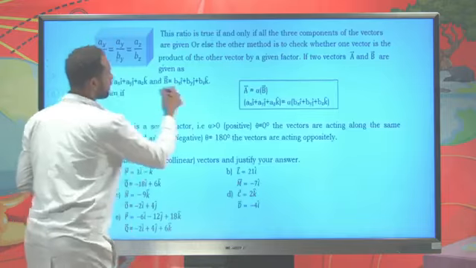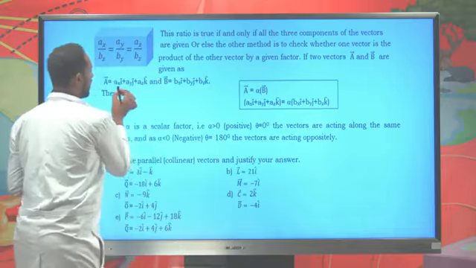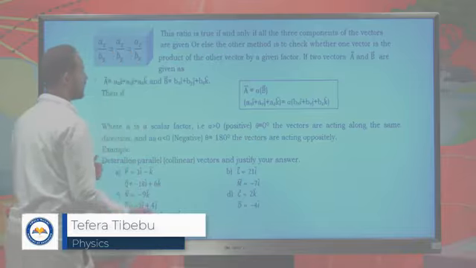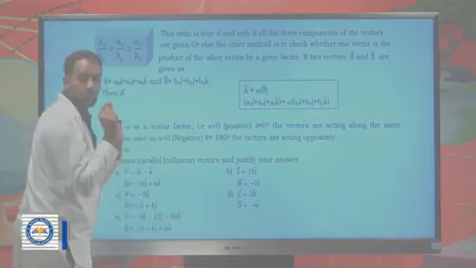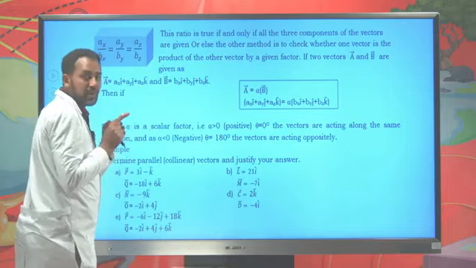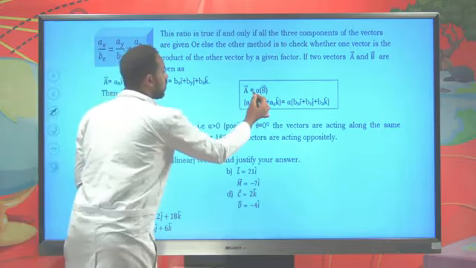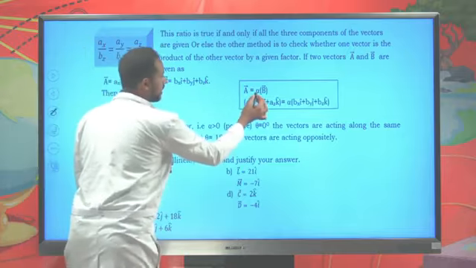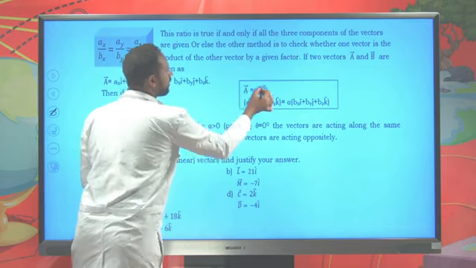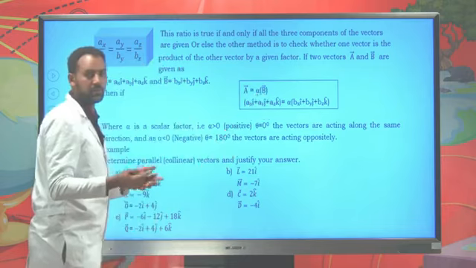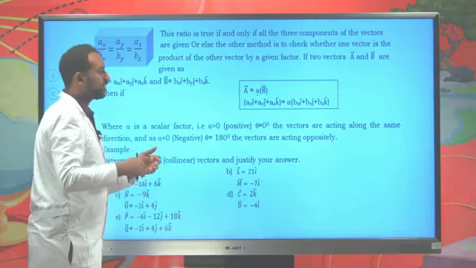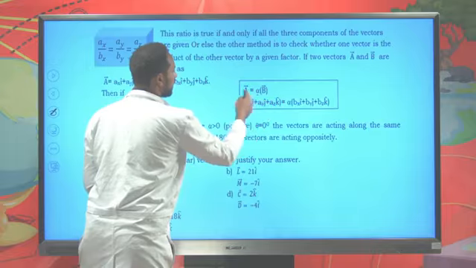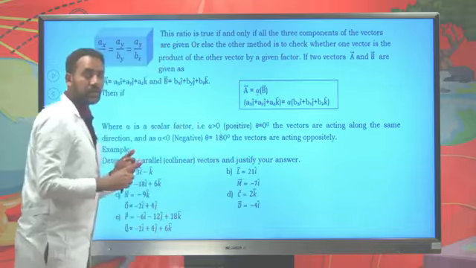Let's take two vectors, a = ax i + ay j + az k, and b is also given like this. If these two vectors are collinear, or parallel to each other, then one vector is a scalar multiple of the other vector. It's possible to say that vector A is alpha times B, where alpha is a pure number. It might be 1/2, or twice vector B, and so on. If that is possible, then the two vectors are parallel.